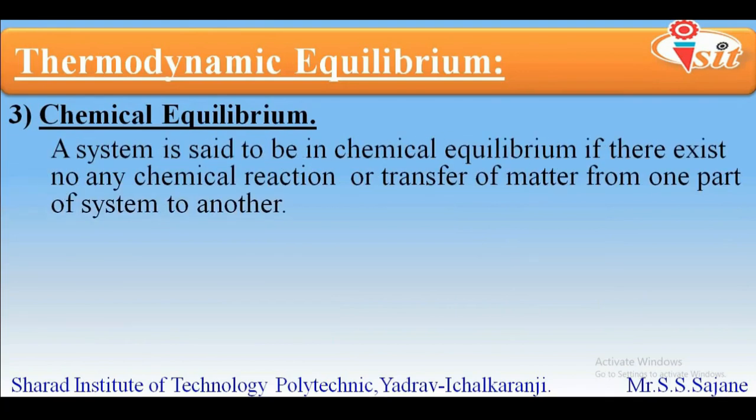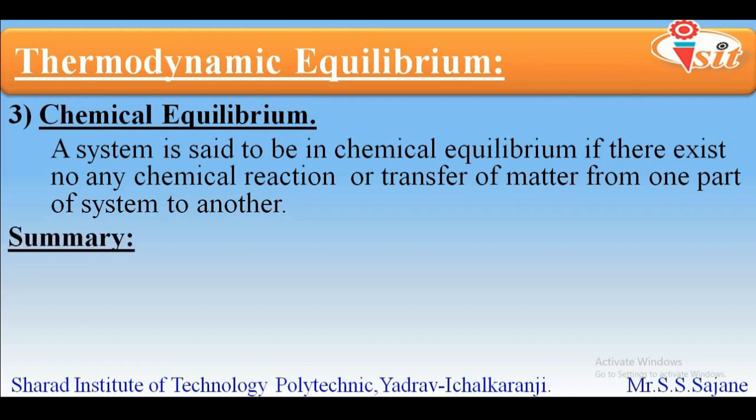A system is said to be in chemical equilibrium if there exist no chemical reactions or transfer of matter from one part of the system to another. So likewise, as we have seen previously in mechanical equilibrium and thermal equilibrium, similarly in case of chemical equilibrium, there should be no chemical reactions taking place, or there should not be a transfer of any matter from the system to the surrounding. In such a case, we call it chemical equilibrium.